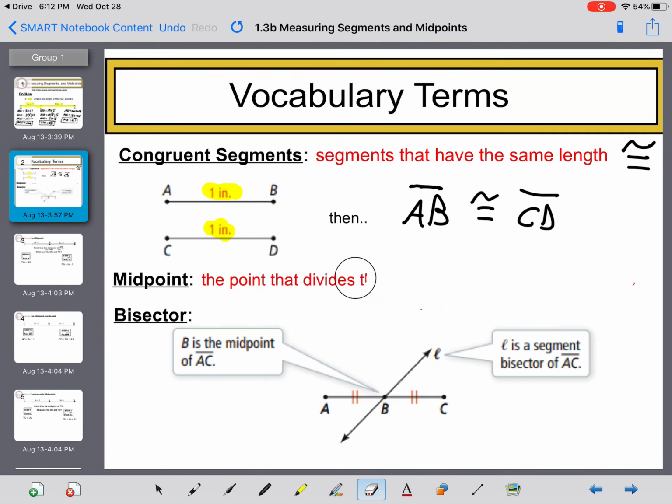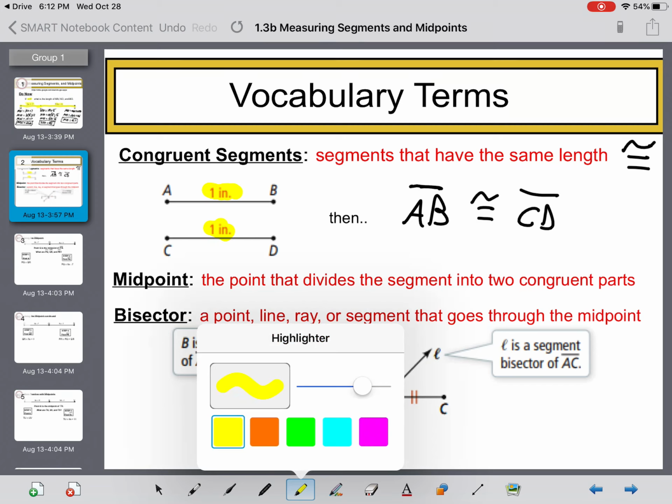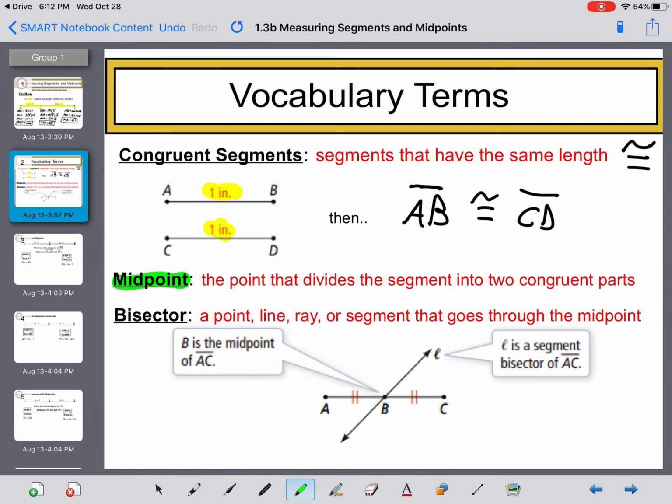The midpoint is the point that divides the segment into two congruent parts, meaning it cuts the segment equally in half. Okay, the bisector is a point, line, ray, or segment that goes through the midpoint. Okay, so your midpoint in the image below is B. B is your midpoint. All right, it cuts the line in half, and they are congruent.